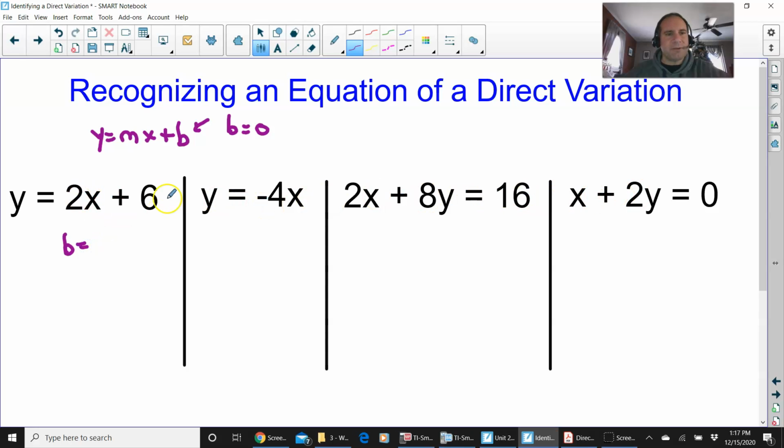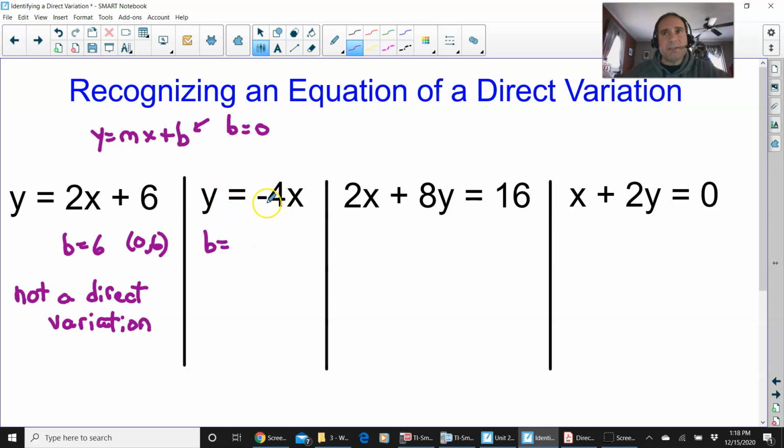These are all y equals mx plus b, except for these. You'll have to do some work with them. But, all right, the y-intercept is 6. This is not a direct variation. And the reason why? It crosses at 0, 6, not at the origin. What about this one? What's the b? Well, the slope is -4. The b is 0. Direct variation.